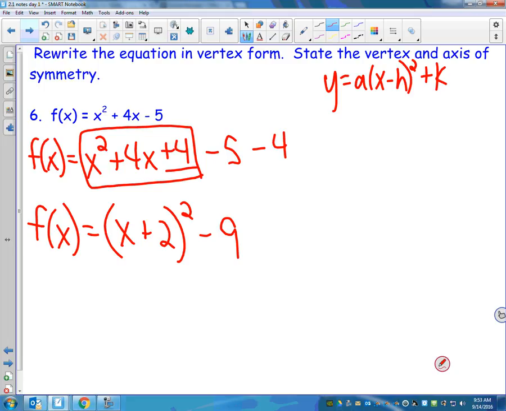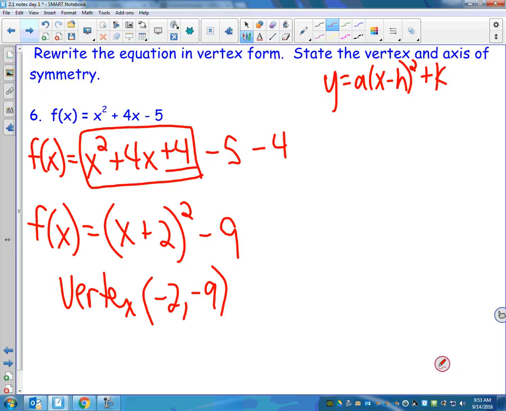Cool, right? So the reason that we like vertex form is, now looking at this, can you tell me what the vertex of this equation would be? Right? So h is going to be the opposite sign of what's in there. k is going to be whatever sign is there. So it is negative 2, negative 9. You got to put it in that equation.